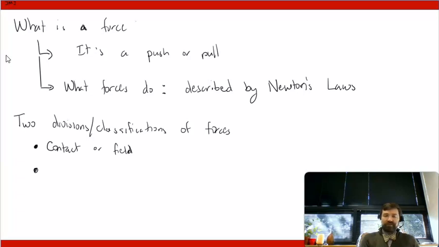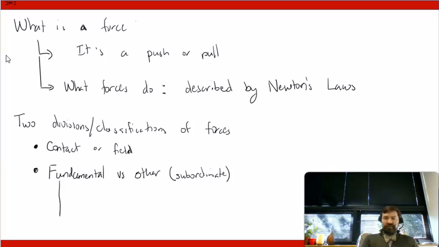The other way that we can do divisions is basically fundamental forces and essentially everything else. You might call these other forces subordinate forces or some such thing. So fundamental forces, that we know of, there are four. There are two that apply macroscopically. There's gravity, there's the electromagnetic force, there's the strong nuclear force, which is what binds atomic nuclei together, and then there's the weak nuclear force.